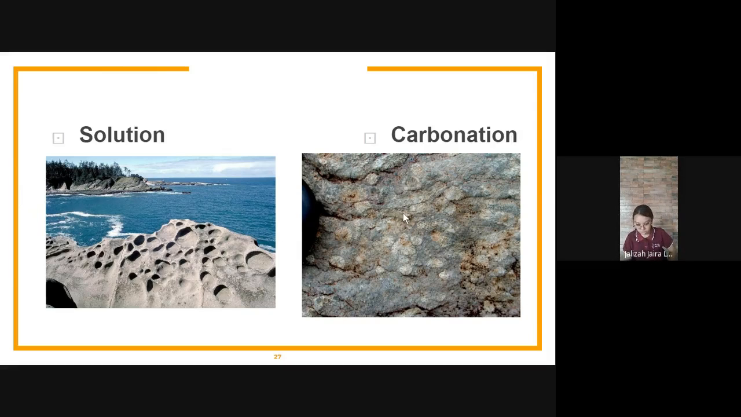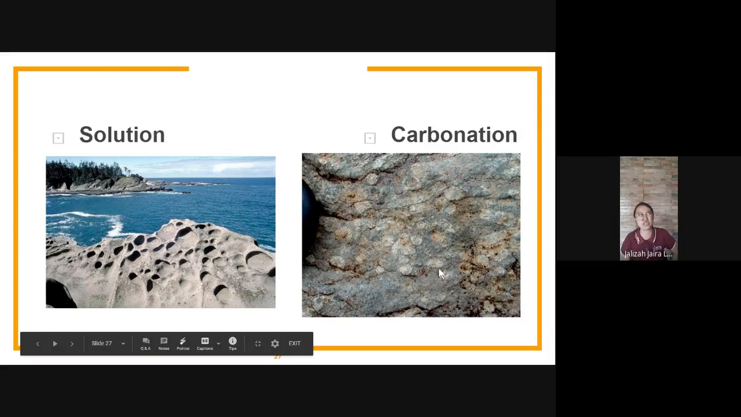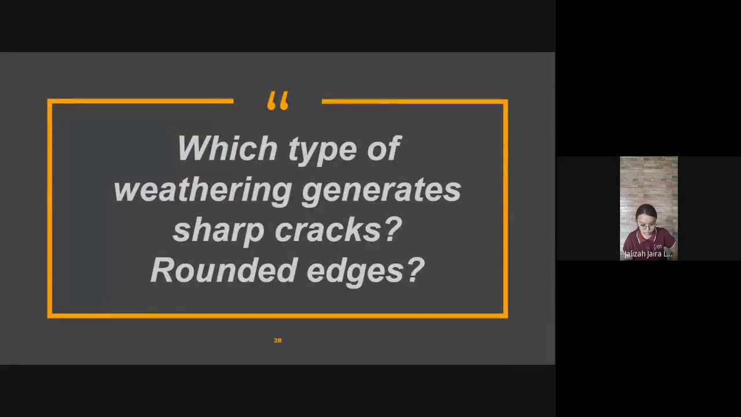And of course, we also have carbonation. So carbonation is just usually for carbonate-rich materials. So just a quick question. Which type of weathering do you think generates sharp cracks? What about rounded edges?